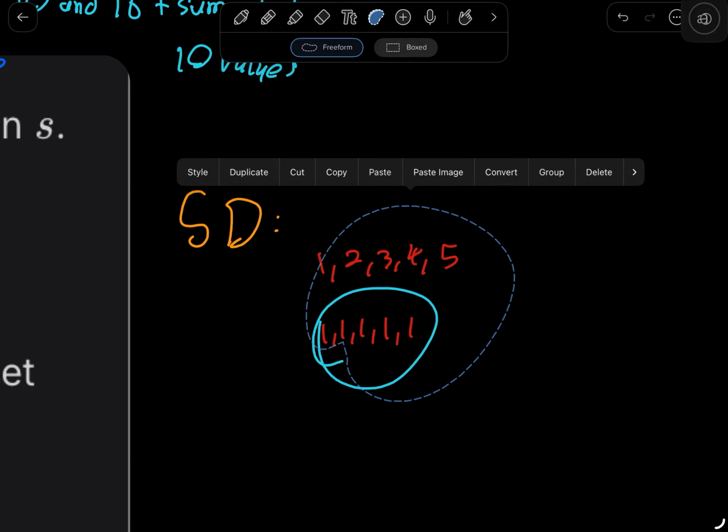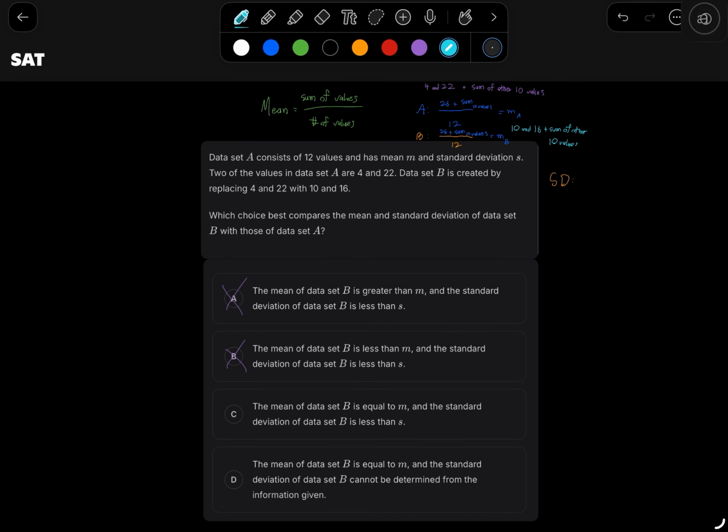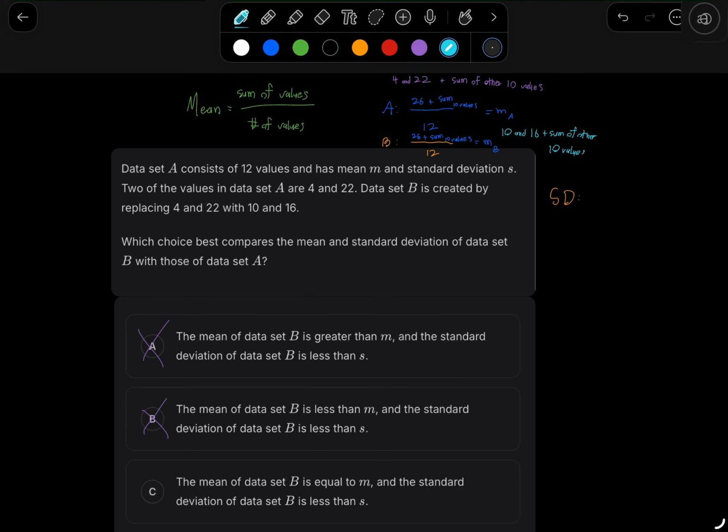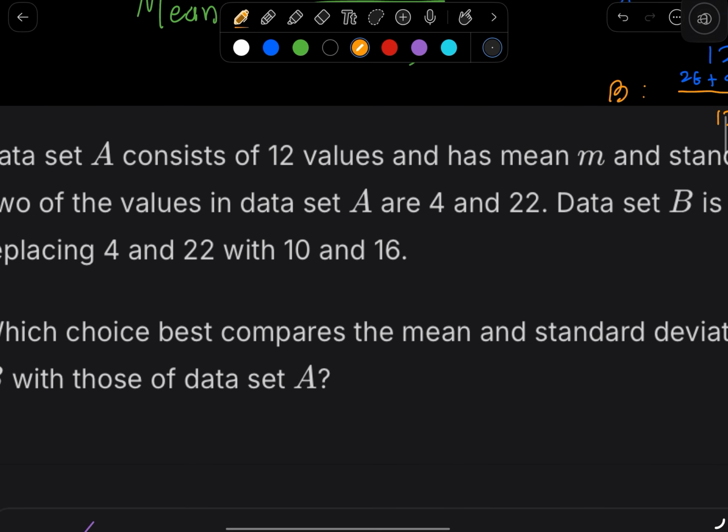So how can you apply that logic to this problem? Well, again, you know the mean is the same. Look at what's changing. So the 4 and 22 are being replaced with 10 and 16. Now, the key thing to realize is that standard deviation has to do with how spread apart the data is. 4 and 22 are further away from the middle ground compared to 10 and 16.